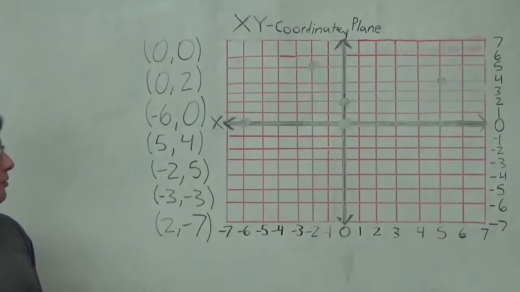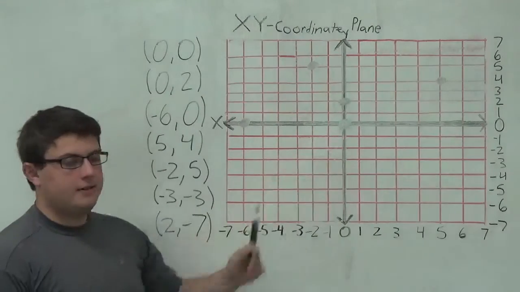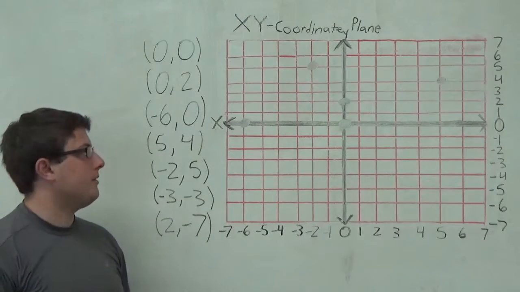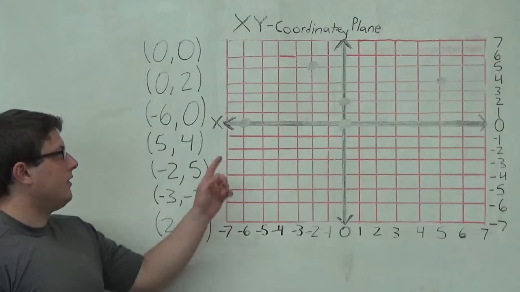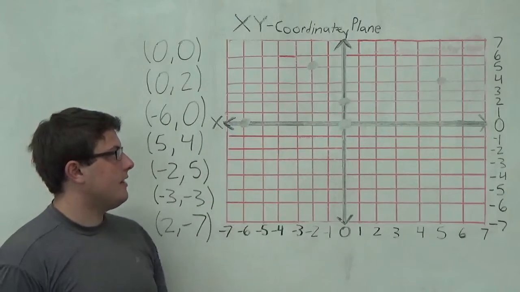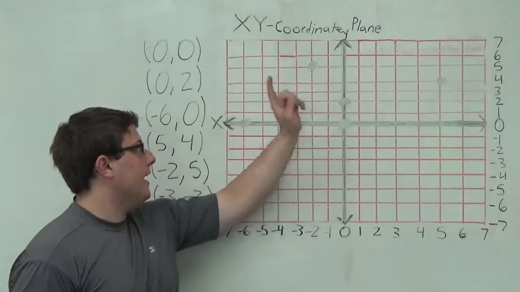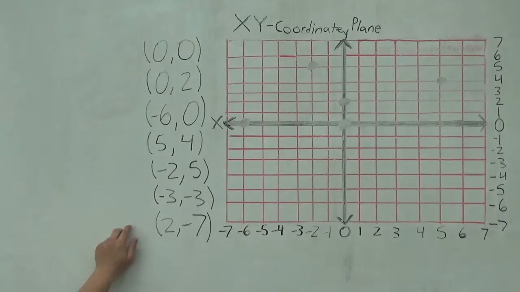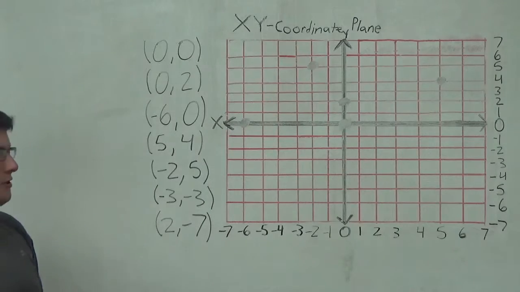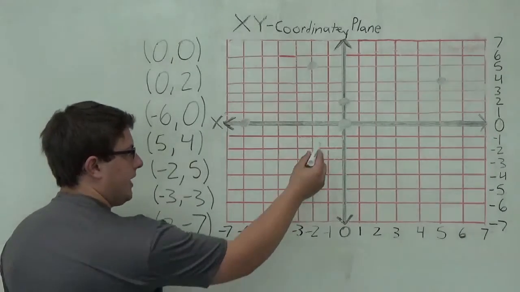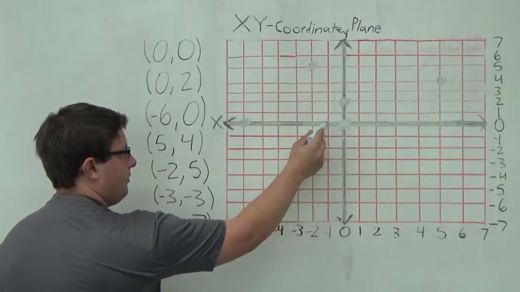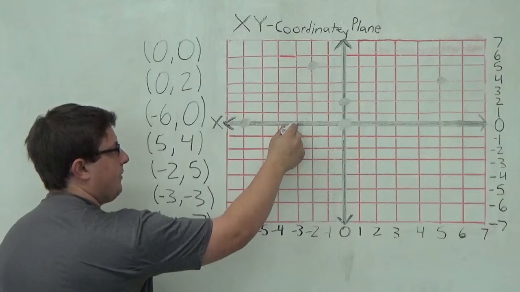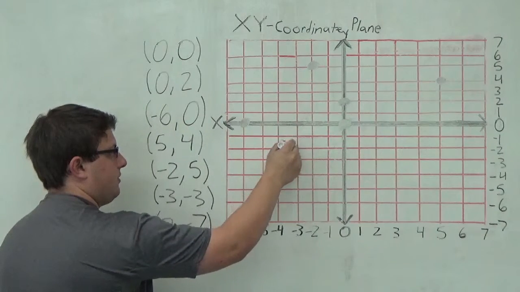So now we have points at the origin, which is what we call the point at 0, 0, and along the x-axis and the y-axis, as well as in the first quadrant and the second quadrant. So now our next point, -3, -3, is going to be in the third quadrant. So we're going to count out 3 to the left, 1, 2, 3, and 3 down on the y-axis, 1, 2, 3.